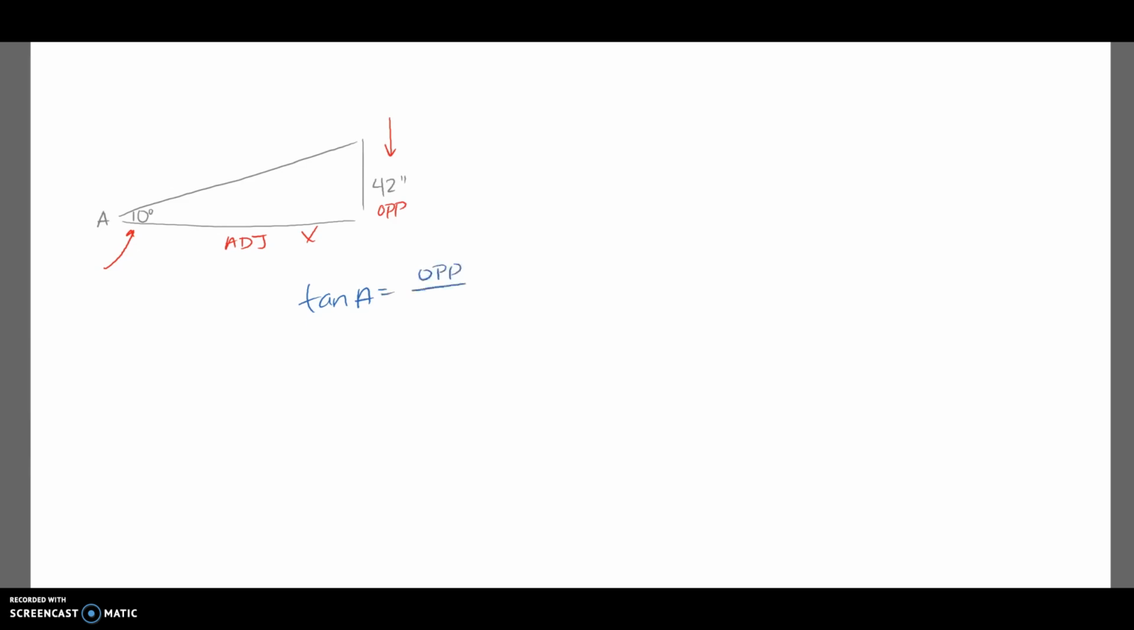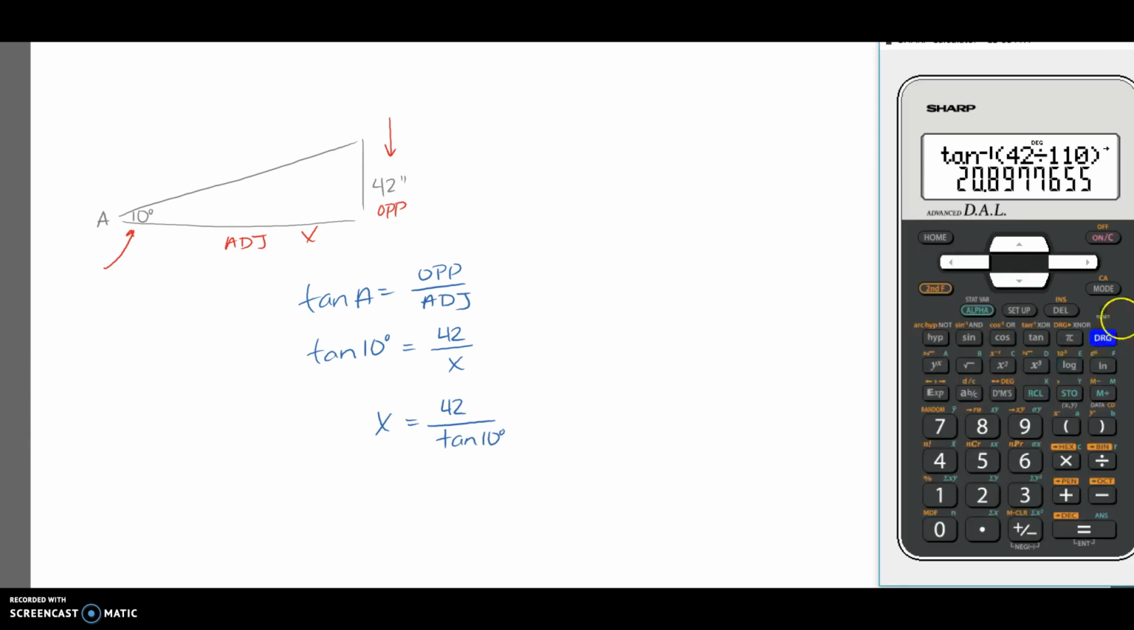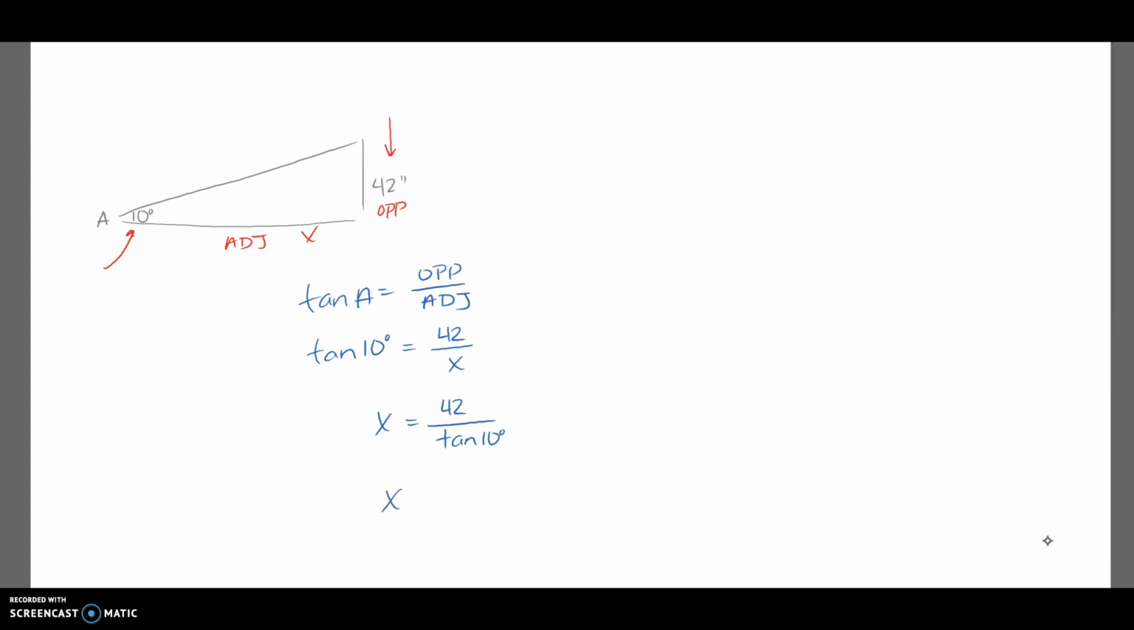Tan of an angle is the opposite side over the adjacent side. We know our angle this time. We're going to use that 10-degree limit. The opposite side is 42 inches, and we want to find the unknown adjacent side. Try and do that rearrangement in one step. You've seen it a few times now. X equals 42 over tan of 10 degrees. And then we can go to our calculator. 42 divided by tan of 10 degrees is 238.19 inches.